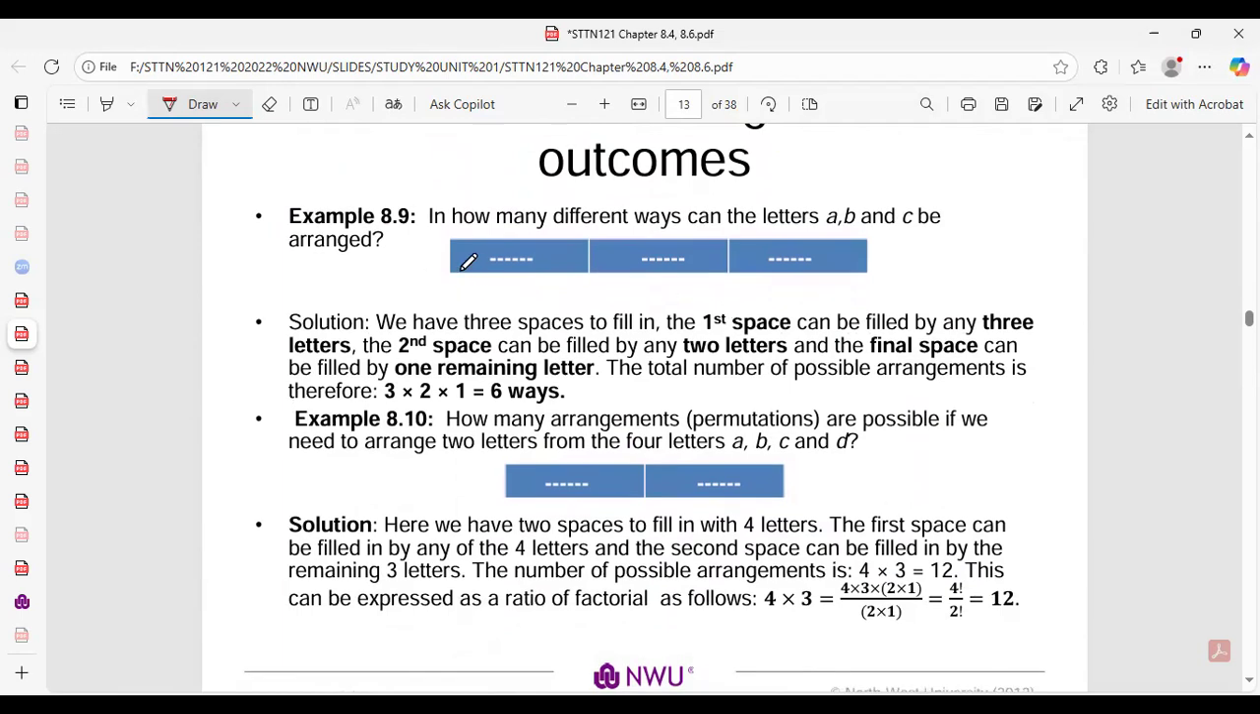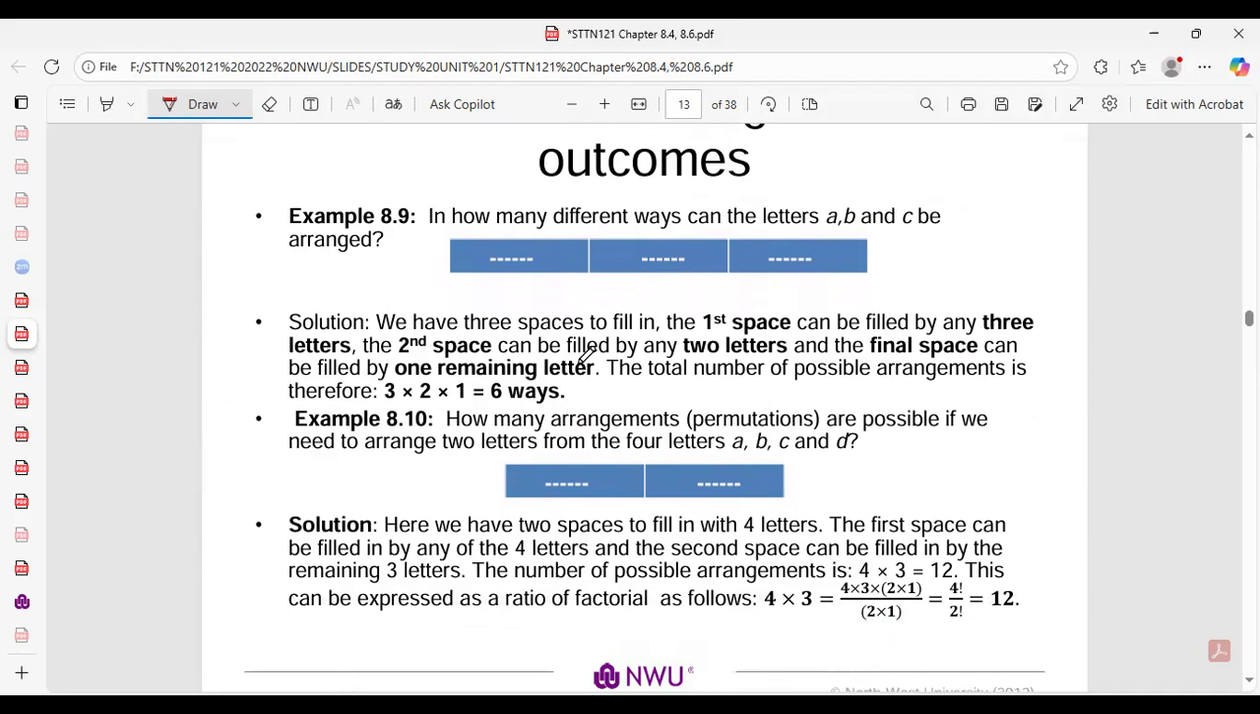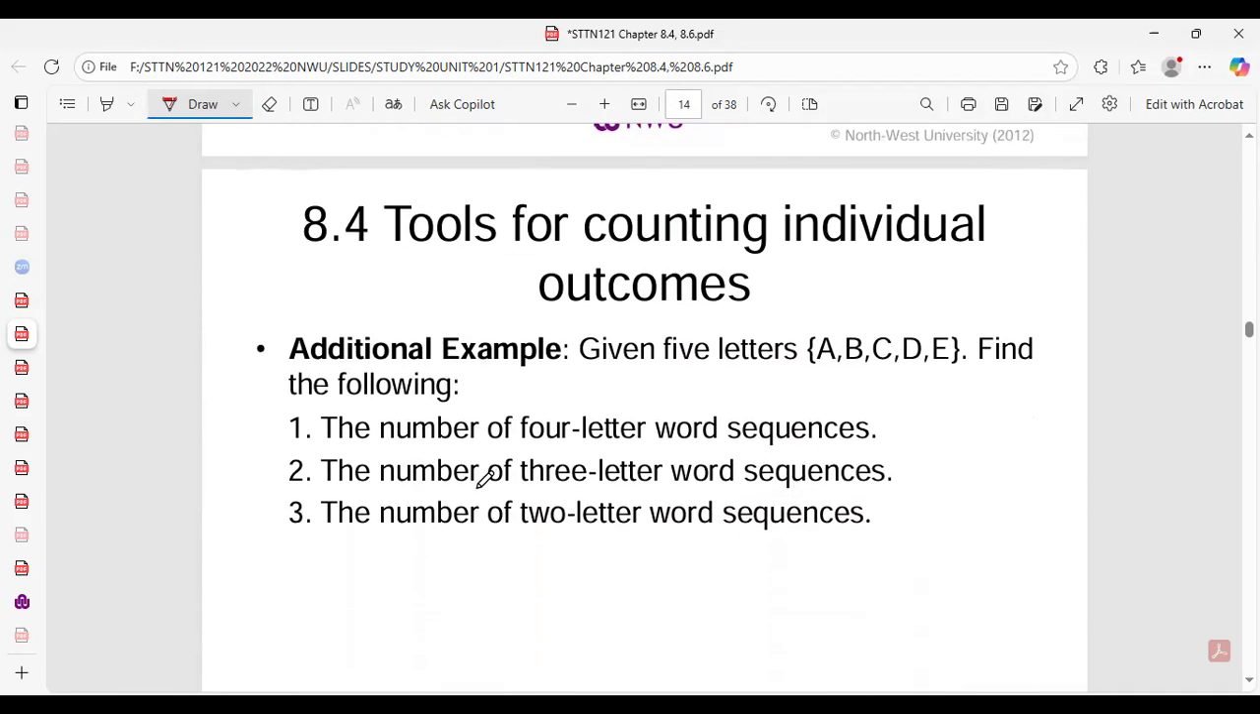For that question, in how many different ways can the letters A, B, C be arranged? If you try to find it, it will be like A, B, C. If you arrange these, it's like you are finding the outcomes, writing them out. But at the end, you'll end up getting 6.